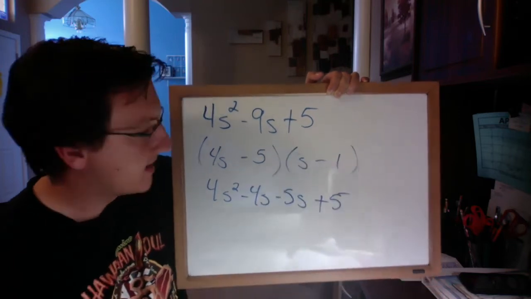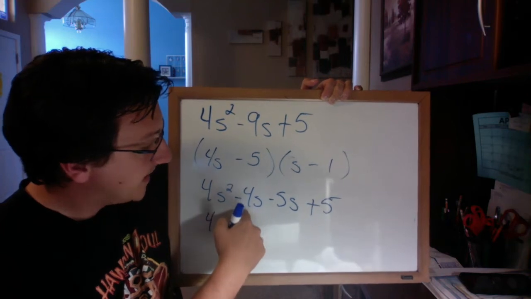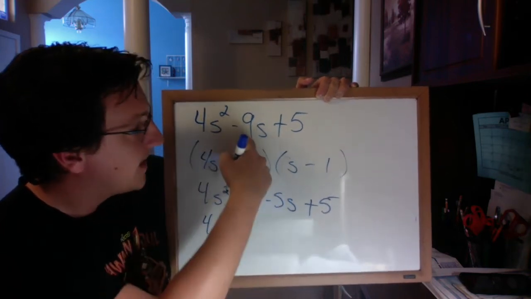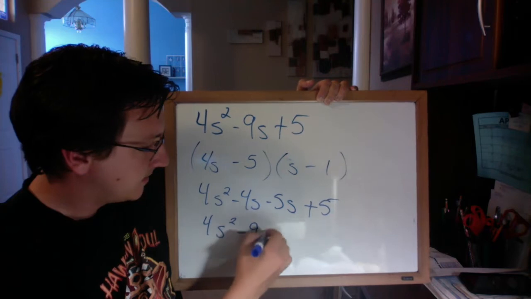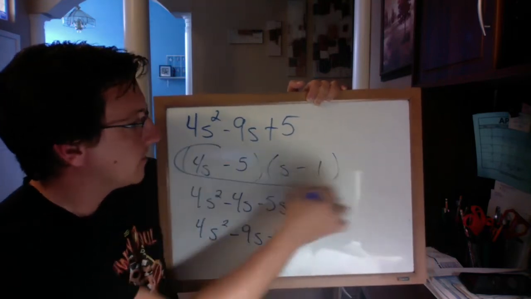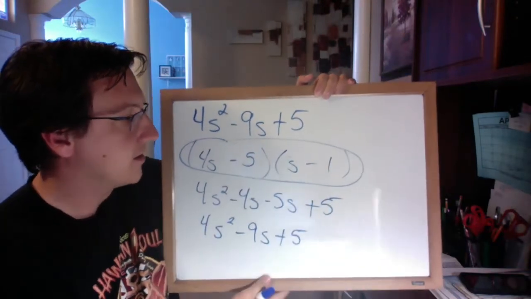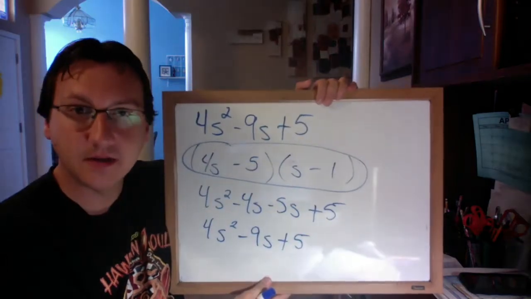Make sure we can see that, okay? And then combine like terms: 4s squared, negative 4s minus 5s is negative 9s, plus 5. And so that's how I know that this is the correct answer. If I would have put the 1 here and the 5 here, I would have gotten something different, okay?